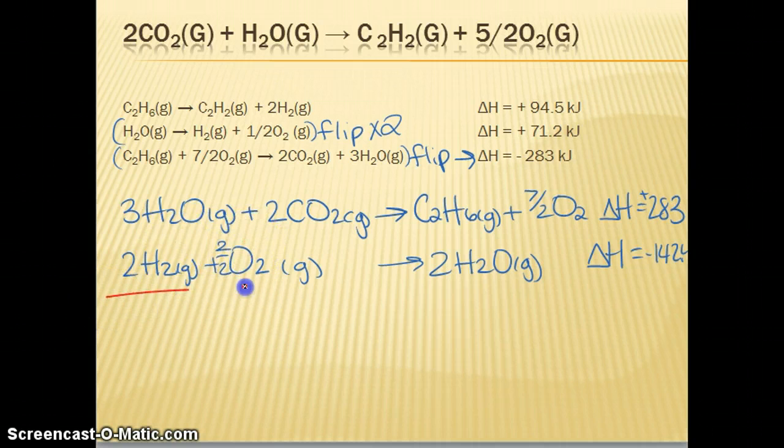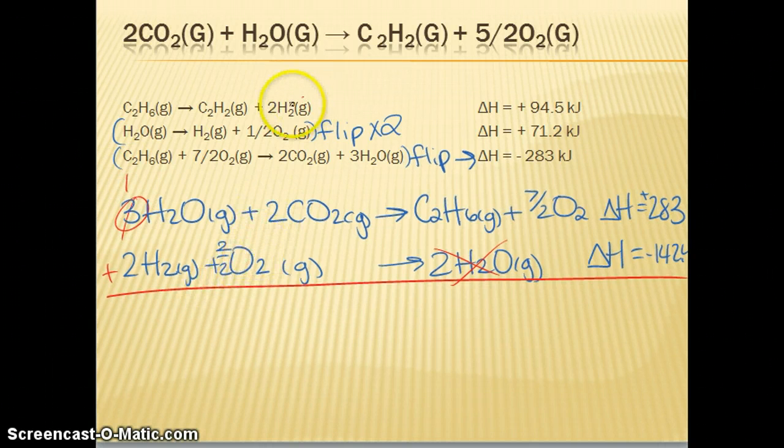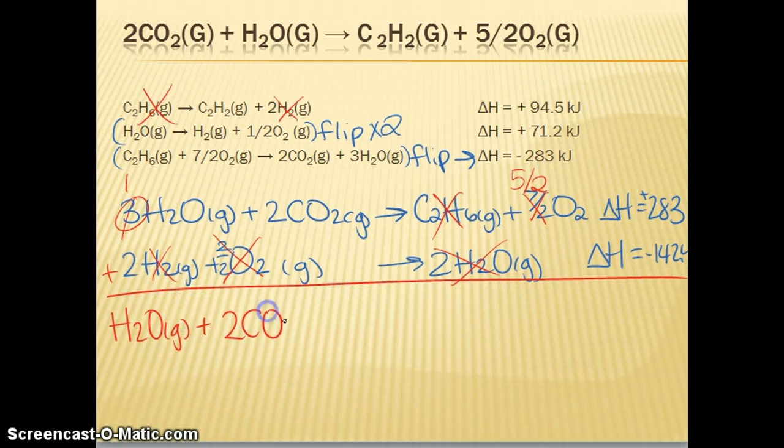So let's add it up and double check. Okay, so 2 H2O gases go away. This becomes a 1. My H2s go away. My 2 O2s are going to go away. This is now going to become 5 halves. My C2H6 goes away. And I think that's looking good. So we rewrite this now: H2O gas plus 2 CO2 gas gives me C2H2 gas.